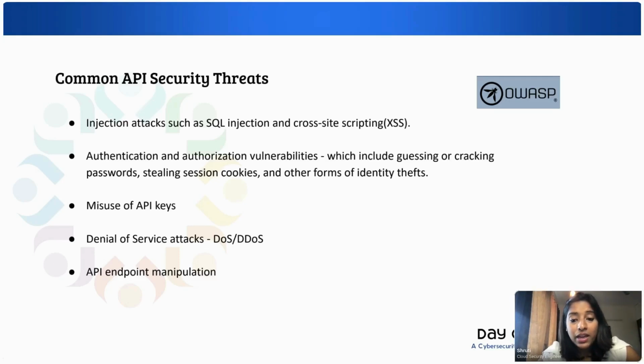The last one is API endpoint manipulation. This is a method of changing the request to an API. This may include a change in the base URL, resource path or query parameters. Okay, so now we will look into these vulnerabilities in detail with illustrations. So let's move to the next slide.